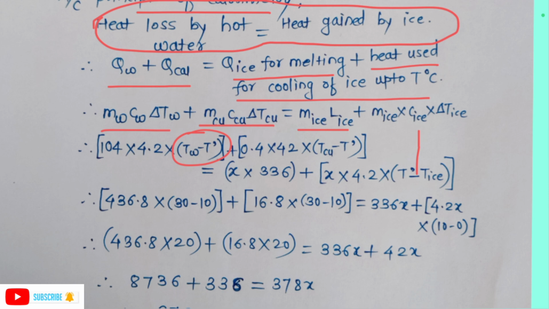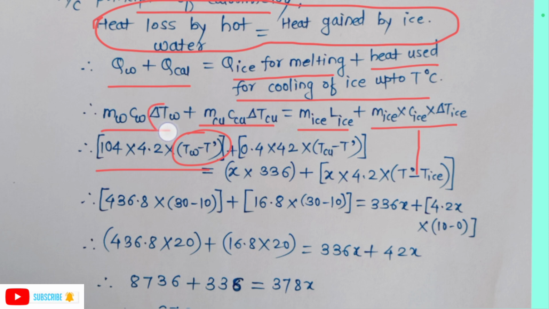Then on the right hand side I am writing heat used by the ice for melting. So it will be mass of ice multiplied by specific latent heat of the ice, and then plus mass of the ice and specific heat capacity of the water or ice, and then temperature difference of the ice. Okay, now I have just put in the values given in the above section, each and every time.